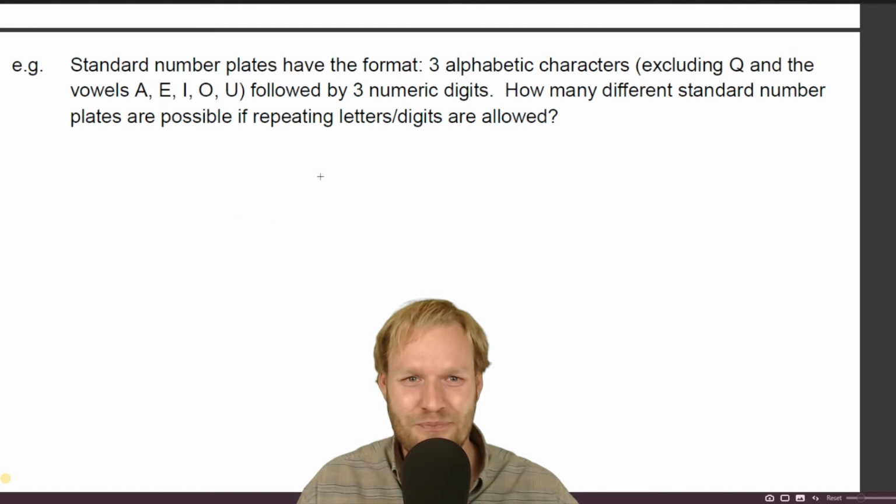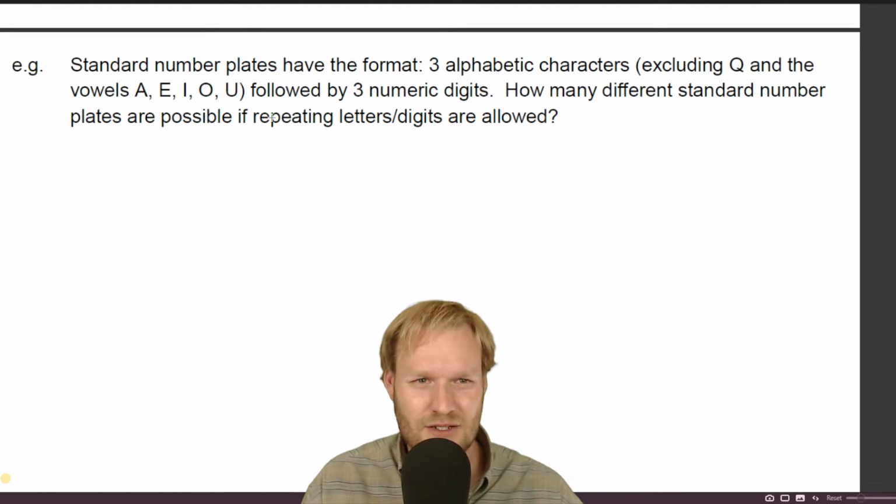So we've got how many different standard plates are possible if repeating digits are allowed. What I like to think about this is, we've got 3 of those and then 3 of those.